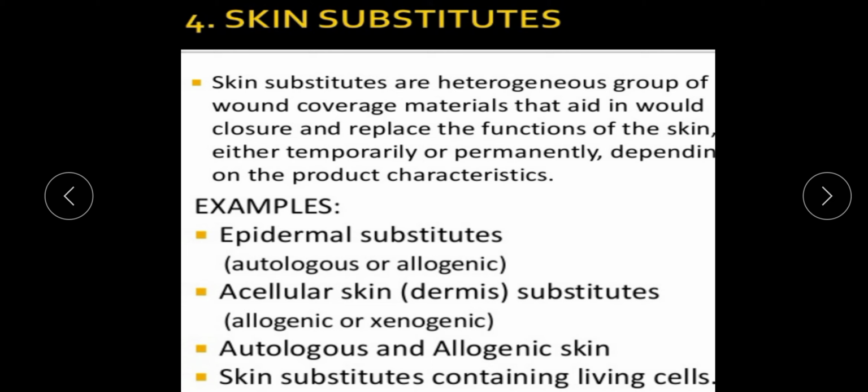Coming to the skin substitutes. Skin substitutes are a heterogeneous group of wound coverage materials that add to wound closure and replace the functions of the skin, either temporarily or permanently, depending upon the product characteristics. Examples we can mention: epidermal substitutes, like analogous or allogenic. Then acellular skin or dermis substitutes, where we can also have allogenic and xenogenic. Then autologous and allogenic skin, then skin substitutes containing living cells, right? So these are the skin substitutes.